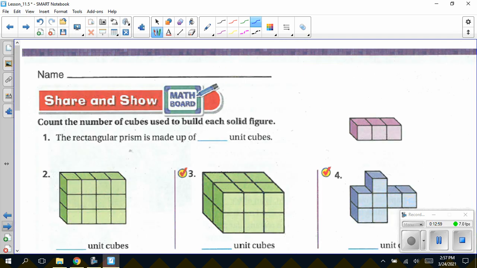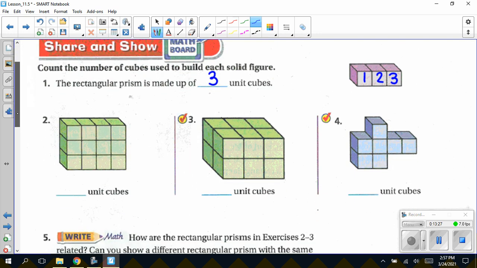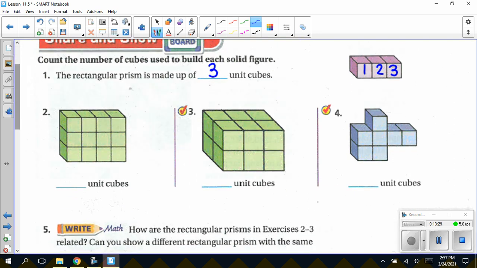Now on the next page, your share and show questions. This is very similar to what you are going to be doing on your homework. Number 1, it says the rectangular prism is made up of blank unit cubes. Well, we're just going to be counting. We have 1, 2, 3 total unit cubes that were put together. So it is made up of 3 unit cubes. Remember, all unit cubes are 1 by 1 by 1, so therefore we would have 3 unit cubes.